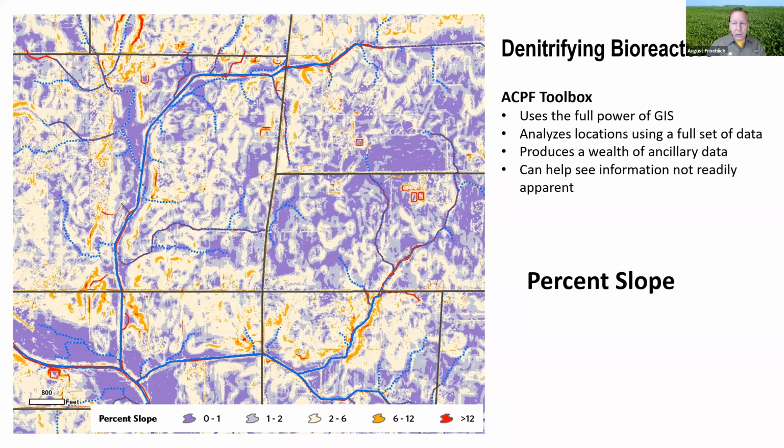So we start seeing stream banks and some other improved areas that have steeper slopes. But for the most part, the majority of this landscape is less than 6% slope. But a continuous layer of elevation change isn't quite what we need.